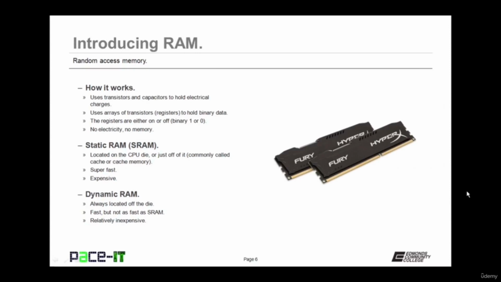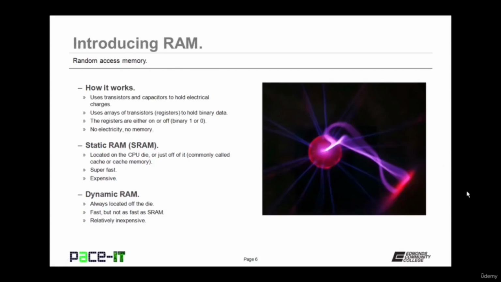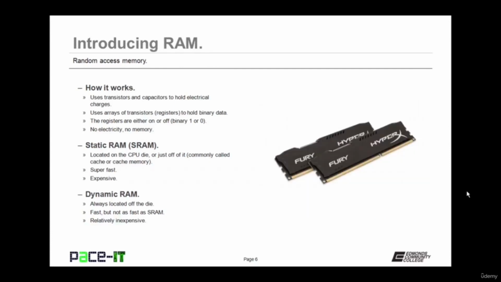Now there are two basic types of RAM. The first type is static RAM, SRAM. Static RAM is located on the CPU die or just off of it. It's commonly referred to as cache or cache memory. It's super fast, but it's also very expensive, so it's used in limited amounts. Dynamic RAM, on the other hand, is always located off the die. It's fast, but not as fast as static RAM. But it's also relatively inexpensive, so we can use a whole lot more of it.